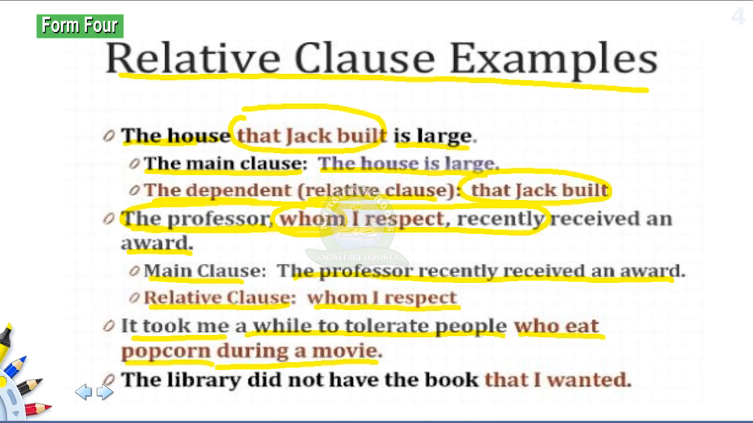The library did not have the book that I wanted. The library didn't have the book is a main clause, but that I wanted is a dependent clause, or relative clause. So that is standing for the library, this noun, and that is a relative pronoun, because that, who, whom, which and whose are relative pronouns. They introduce relative clauses. So that is standing for the library, this noun.